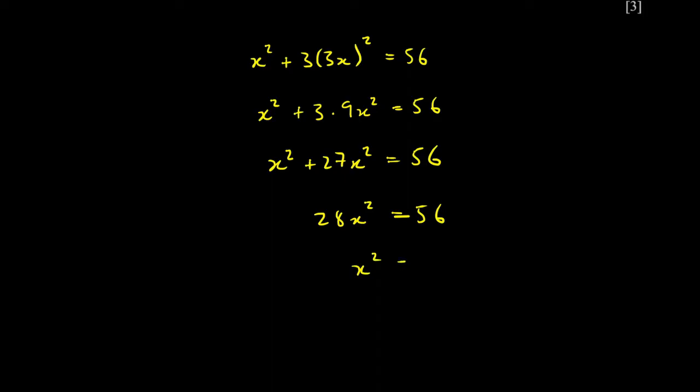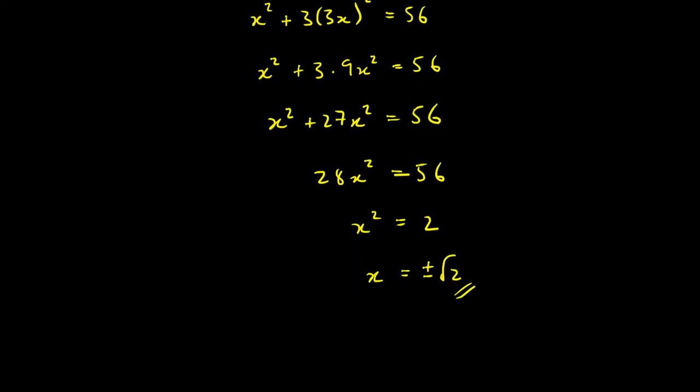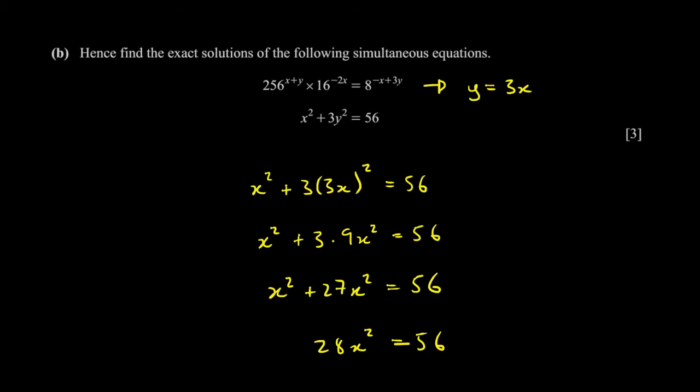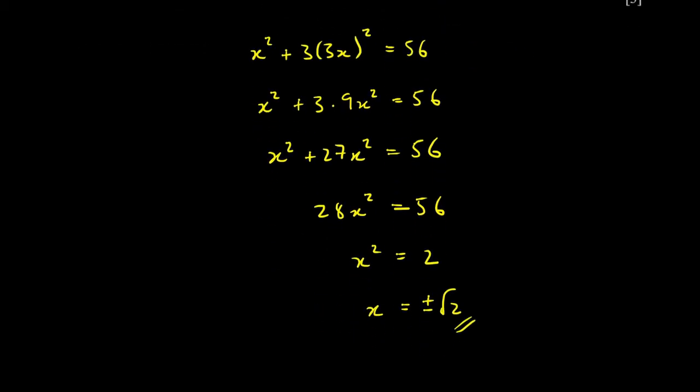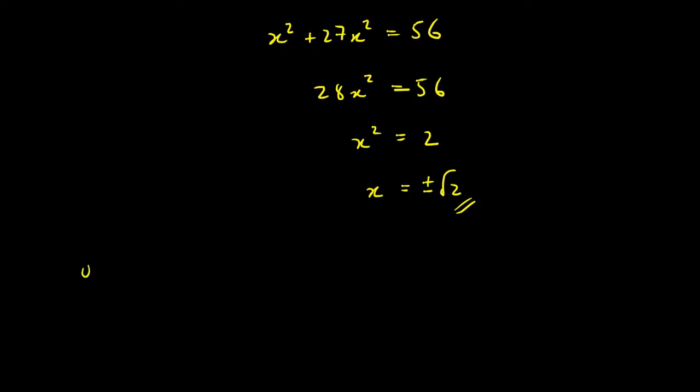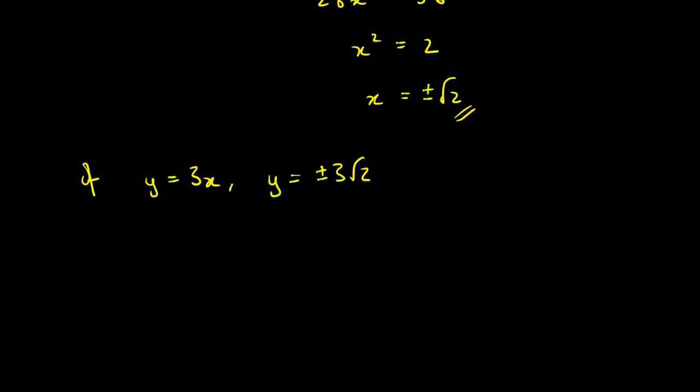So x squared is going to be equal to 2. And so therefore x will be equal to plus or minus the square root of 2. Okay? And of course we're solving simultaneous equations, so we need to remember what our y value is as well, which is 3x. So if y is equal to 3x, then our y value will also be plus or minus 3 root 2. And we should probably leave that as coordinates as well, just to be totally clear. So we've got root 2, 3 root 2, and minus root 2, minus 3 root 2.